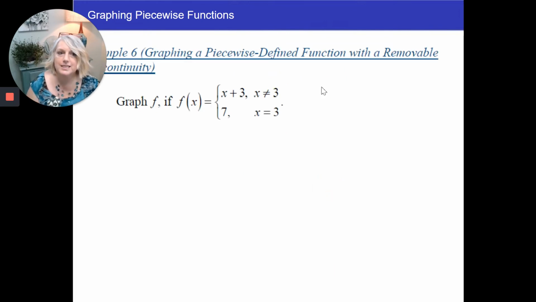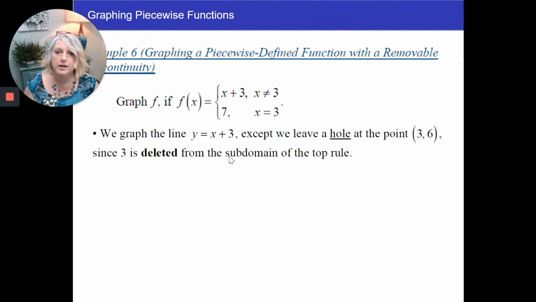All right, another example, here's a piecewise function with a removable discontinuity. And you'll remember from last year, removable simply means that there is usually a hole in the location of where they're going to meet. So I have a line and then basically a single point. When I have x equals 3 and 7, that is really just giving you a point to plot. So we're going to first graph the line x plus 3, but we're going to leave a hole at (3, 6) because 3 is not included.